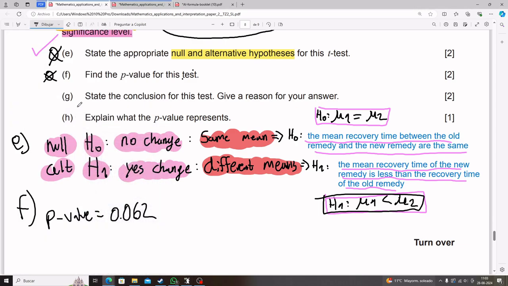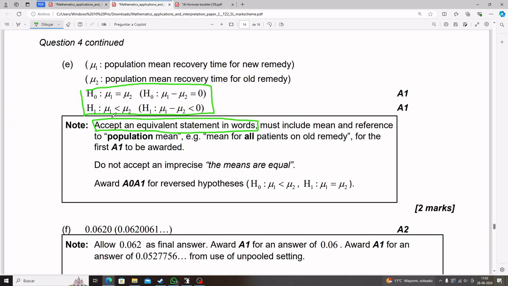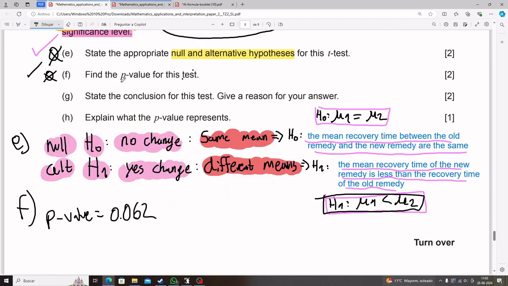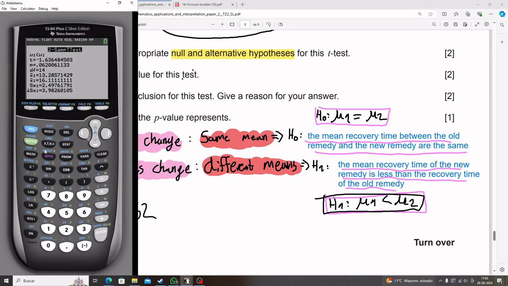Yeah, we're going to leave it like that. So that would be the p-value for this test. It's the same one right here. All right, and then for part G, we need to state the conclusion for this test and give a reason for my answer. Now, I'm doing this on the fly. I'm actually not sure if this works, but it might help for explaining it.